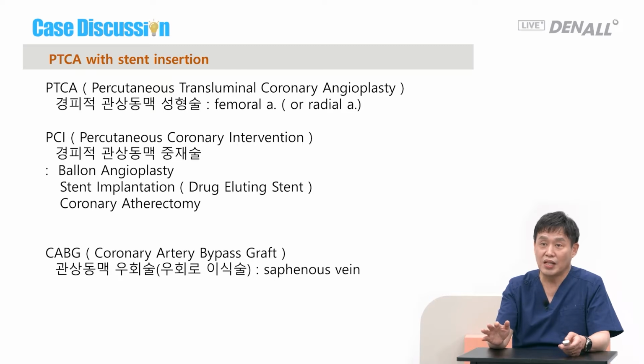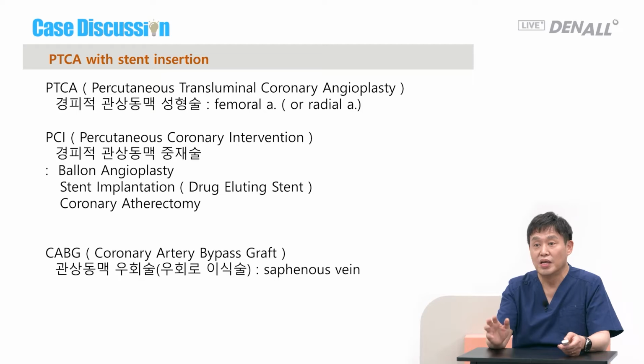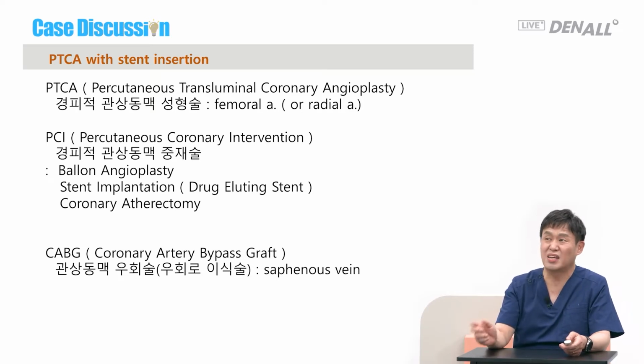PTCA or PCI uses a catheter inserted through the femoral artery, whereas CABG is an open heart surgery. The saphenous vein is taken from a leg and grafted.